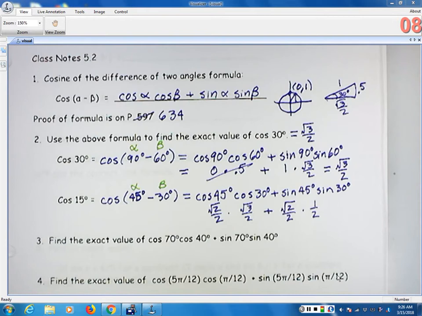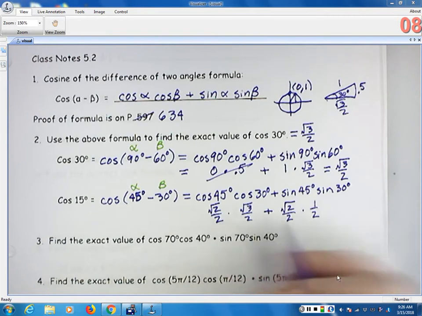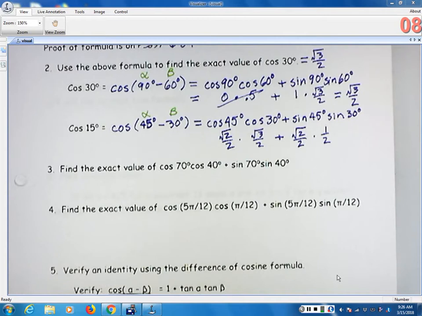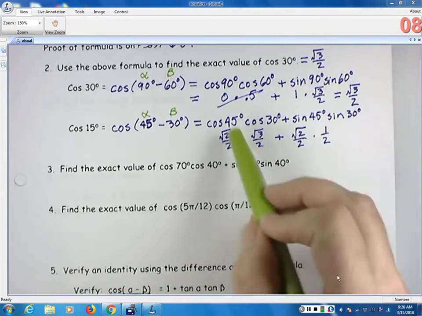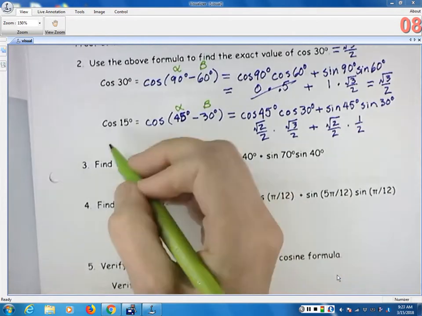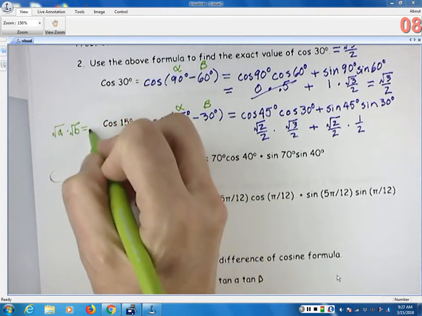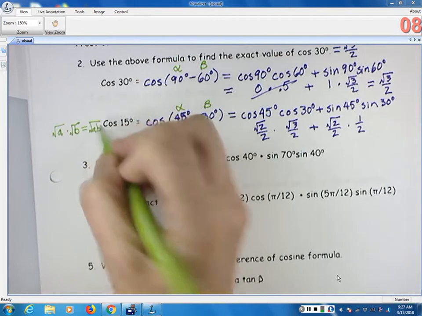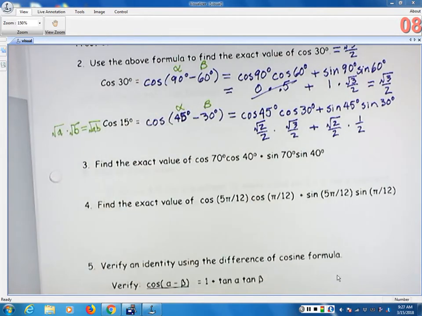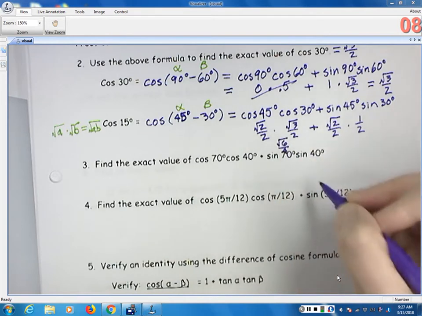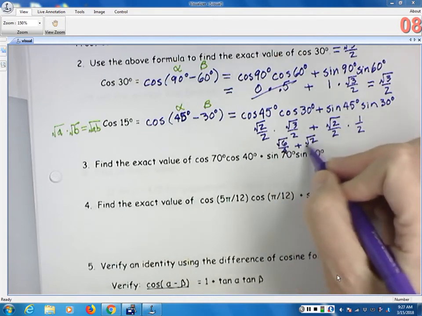Okay, and then you're going to multiply. Now this is where, in this class, you still need to know algebra. So when you multiply this, if you have the square root of A times the square root of B, you can combine them under one square root. That's what we're going to do. Remember, when you multiply fractions, you do the top times the top, the bottom times the bottom. So we get the square root of 6 over 4, plus square root of 2 over 4.